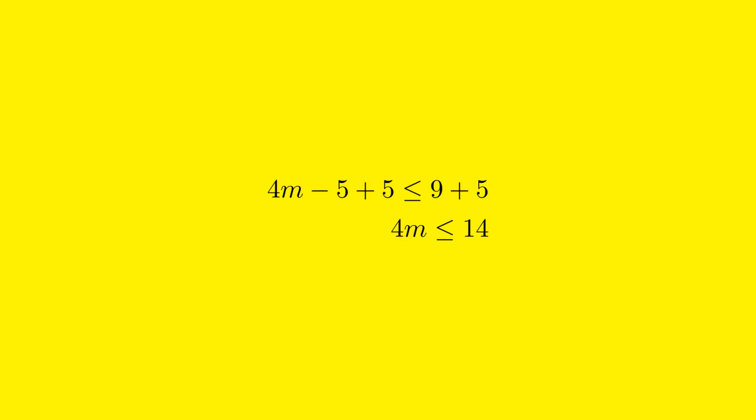Our next step will be to isolate the variable m, but for now, we have modified the inequality to a simpler form. 4m is less than or equal to 14. Remember, when adding or subtracting the same number to both sides of an inequality, the direction of the inequality sign does not change. This is why after adding 5 to both sides, the inequality remains the same. In inequality notation, we now have 4m is less than or equal to 14. In interval notation, we have not completed the steps yet to represent the interval.